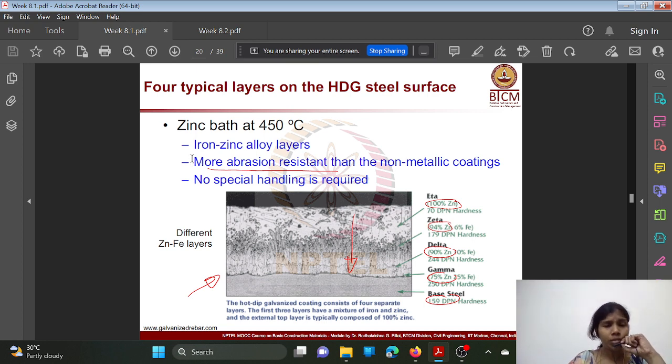So the non-metallic coatings are not abrasion resistant, but here, as it is a metallic coating, it is more abrasion resistant, and no special handling is required because it is not a coating that can come off the surface. So no special handling is required. See, at the microscopic level you can see the iron is coated with this zinc.